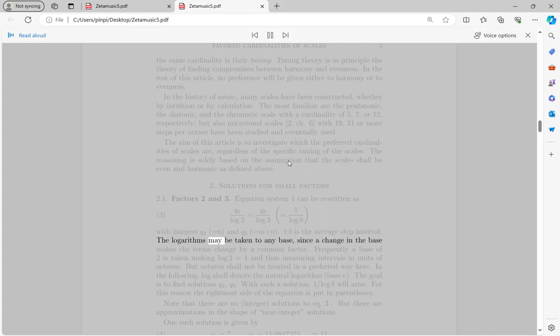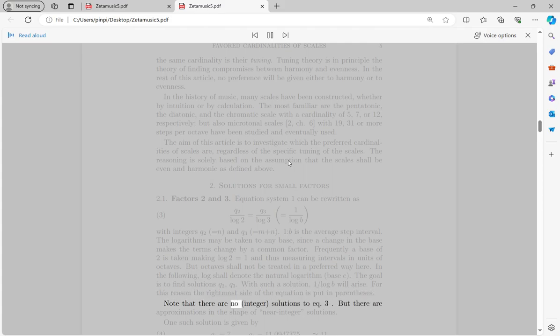The logarithms may be taken to any base, since a change in the base makes the terms change by a common factor. Frequently, a base of 2 is taken, making log 2 equal to 1 and thus measuring intervals in units of octaves. But octaves shall not be treated in a preferred way here. In the following, log shall denote the natural logarithm, base e. The goal is to find solutions q2, q3. With such a solution, 1/log b will arise. For this reason, the rightmost side of the equation is put in parentheses.